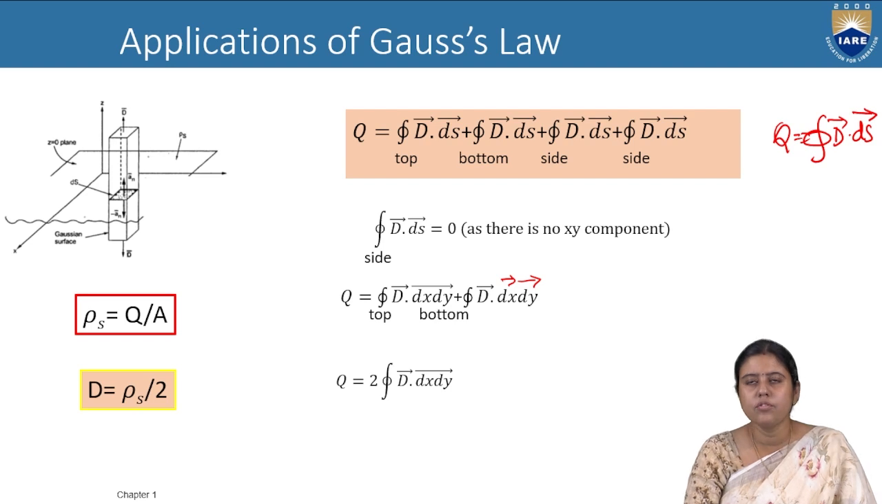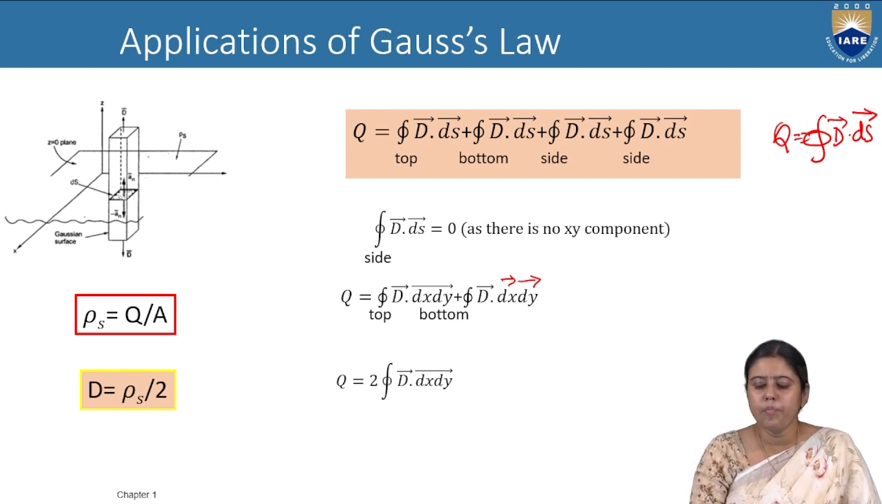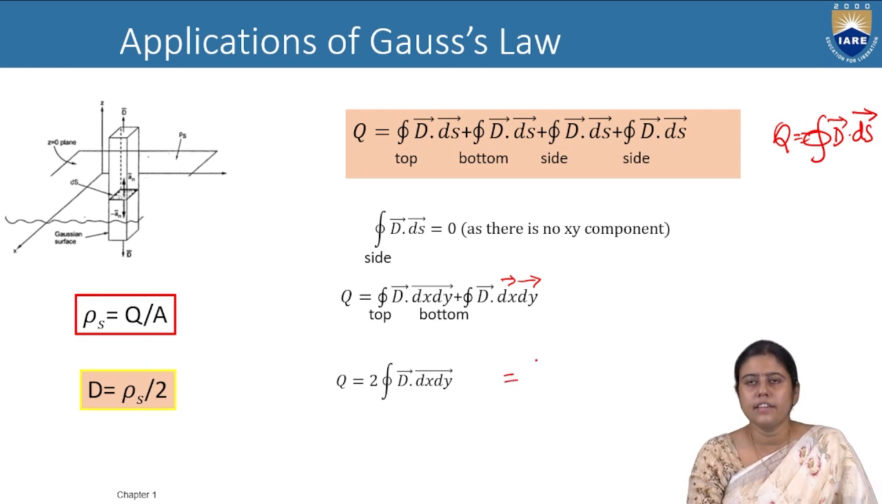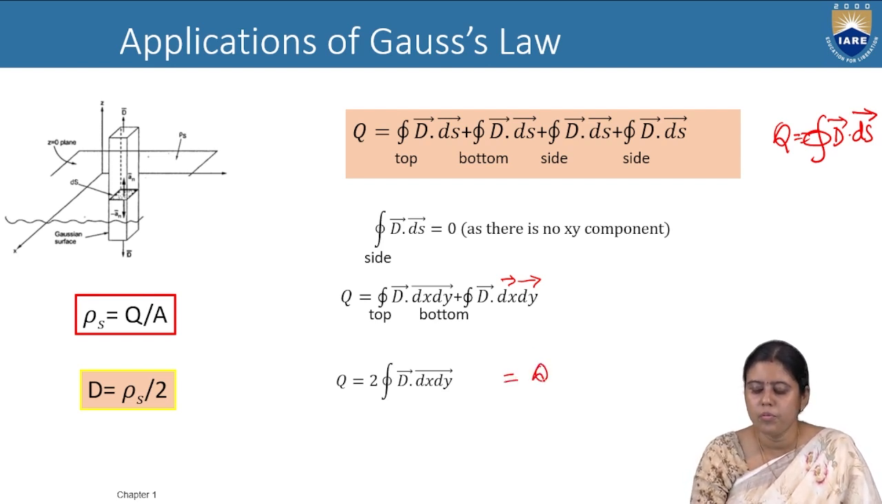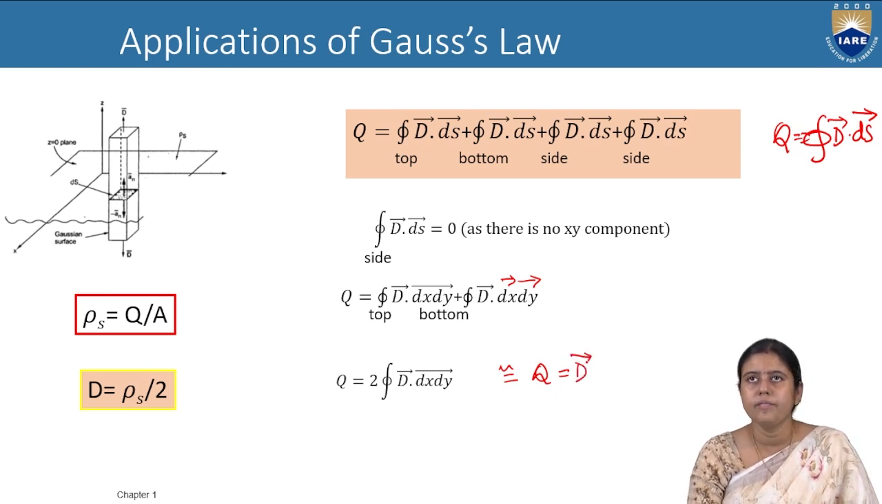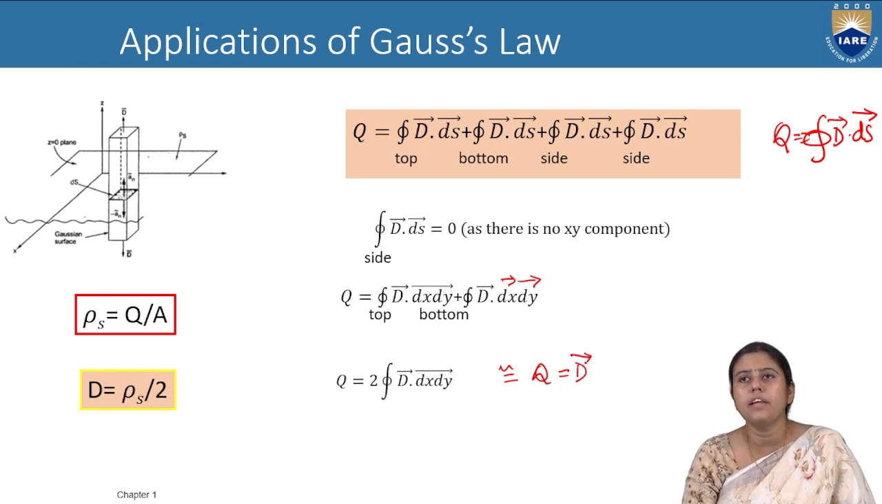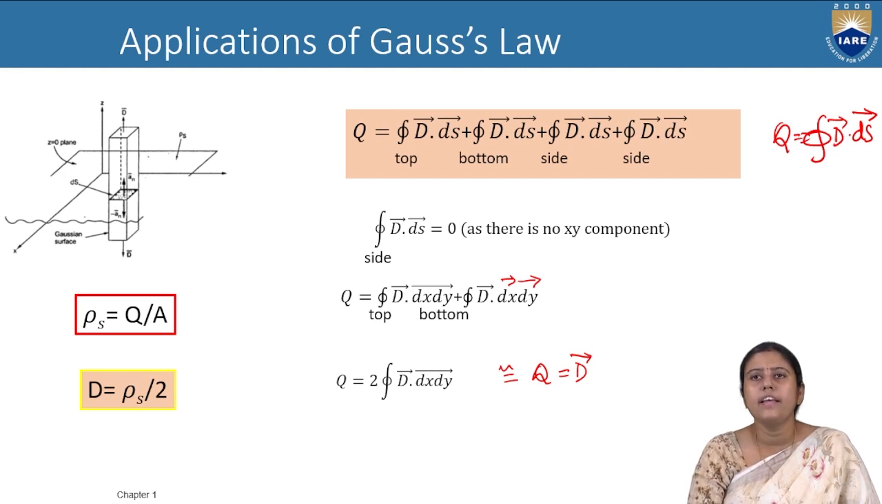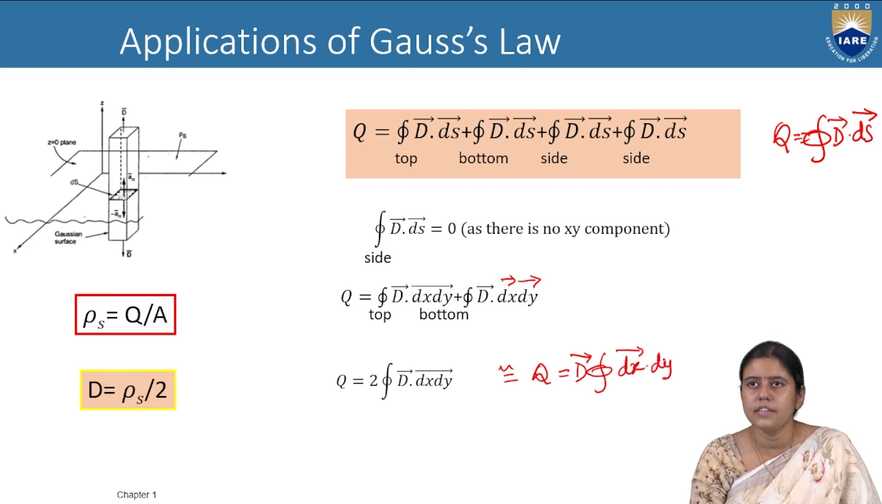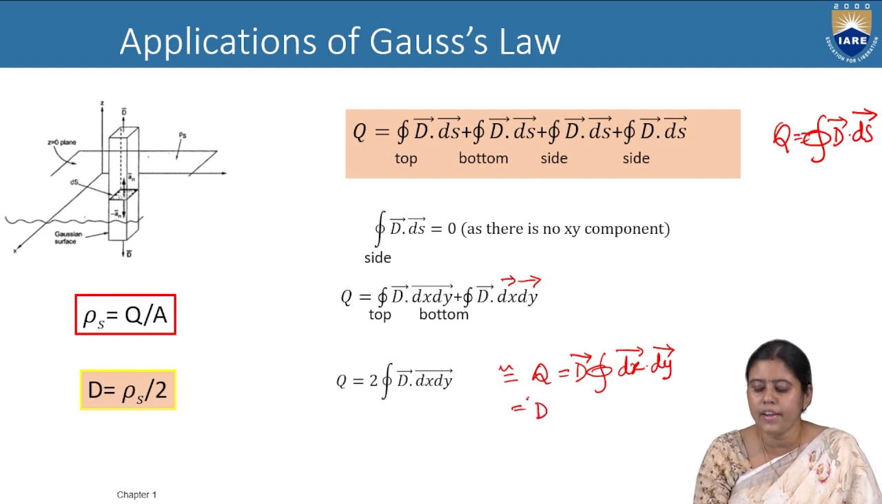So, this is known as the Q. If we calculate the equation, what is the integration? The integration will be Q is equal to D times the integration of dx dy. And what is the meaning of dx dy? And what is the integration of dx dy?